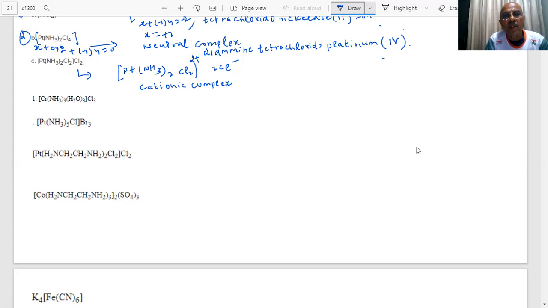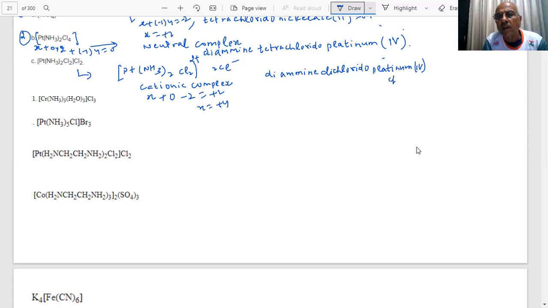Then you have diamine dichlorido. What will be the name of this? Diamine dichlorido, in a cationic complex. Platinum is in which oxidation state here, student? If I put X for this, X plus 0 minus 2 is equal to plus 2. Therefore, X is equal to plus 4. Platinum is in plus 4. This is a cationic complex, so the metal name will remain as such: platinum(IV). And the last one, you have Cl2, so you write chloride. This is how we write the IUPAC names of these compounds, students.